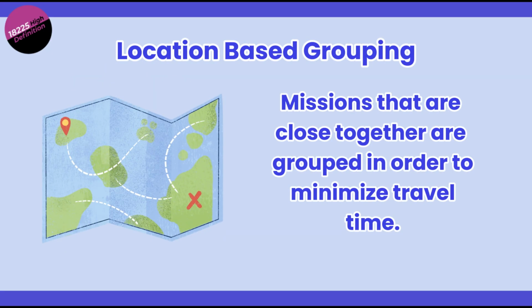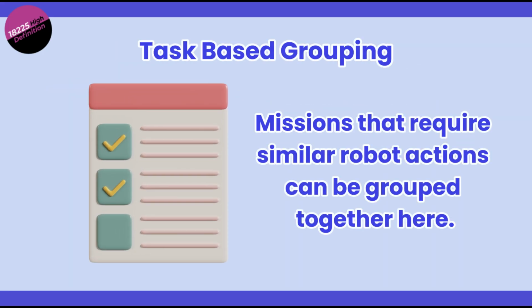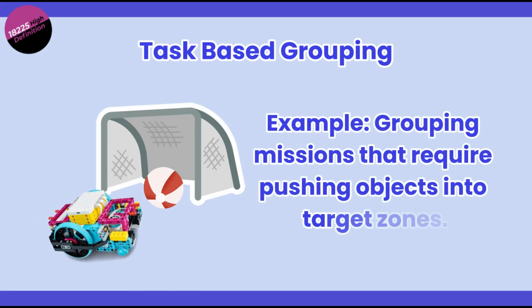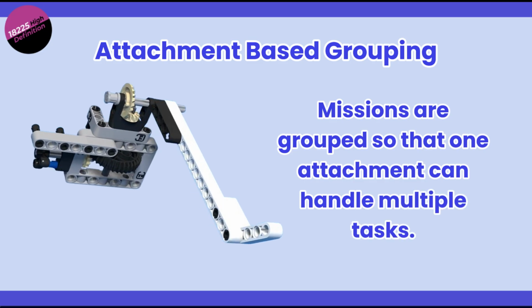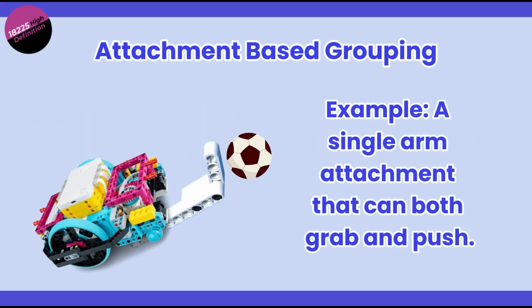First, location-based grouping. Missions that are close together are grouped to minimize travel time here. An example of this is when you complete two missions in the northwest corner of the field before moving away. Second is task-based. Missions that require similar robot actions can be grouped together here. An example of this is grouping missions that involve pushing objects into target zones. Lastly, attachment-based grouping. Missions are grouped so one attachment can handle multiple tasks. An example of this is a single arm attachment that can both grab and push.